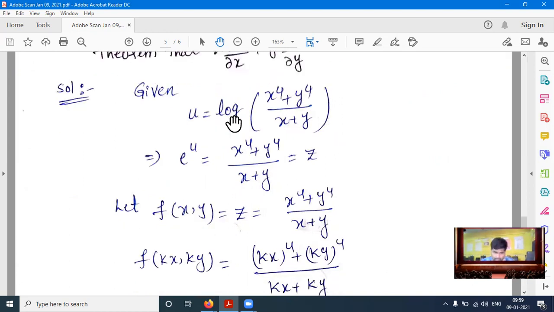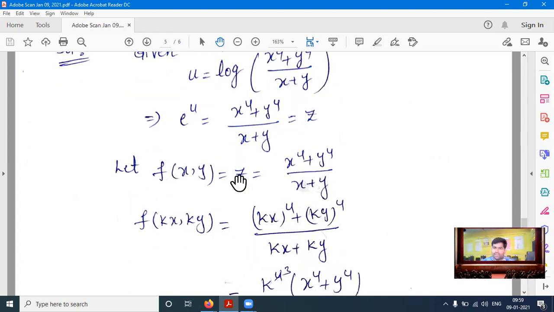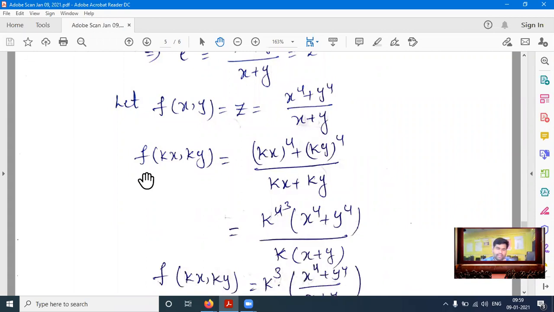To send log to this side, what happens? e^u is equal to (x⁴ plus y⁴) divided by (x plus y), that is equal to z. So let f(x, y) equal z, that is equal to (x⁴ plus y⁴) divided by (x plus y). So we are finding the degree of this equation. f(kx, ky) is equal to, in place of x, kx, and in place of y, ky.